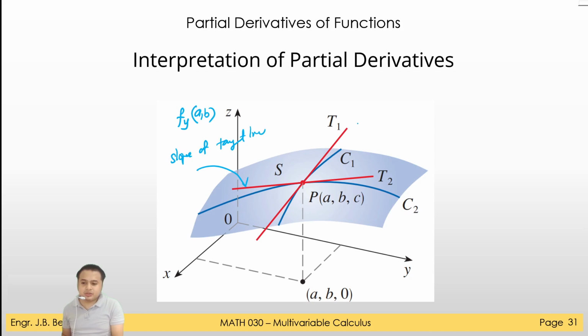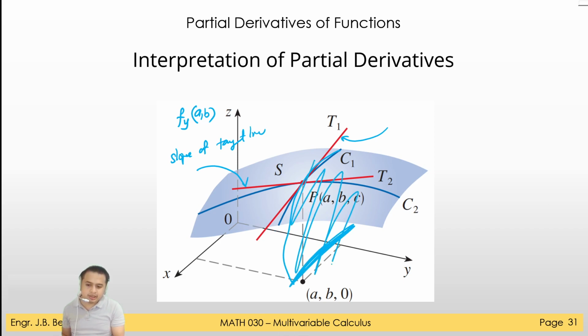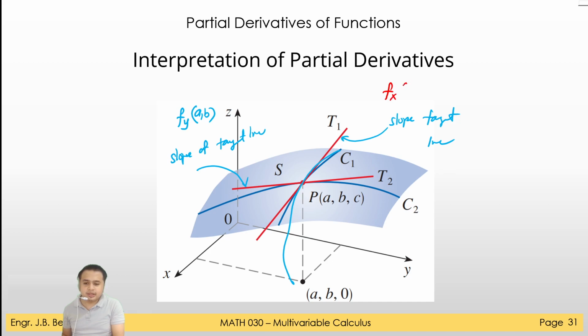The same goes for this one. For this line, we assume that y is constant, so this is the constant value of y. Everything here in this plane will have a constant value of y. So the slope of this tangent line is the partial derivative in x at (a, b).